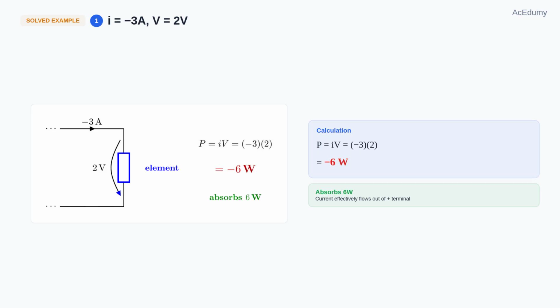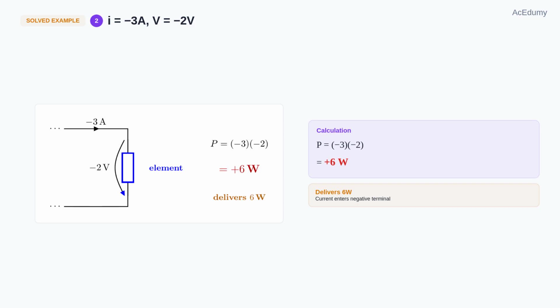Example 1. We have a circuit element with a current of negative 3 amperes and a voltage of 2 volts with the positive terminal on top. The current arrow points into the positive terminal, so we use P equals I times V. P equals negative 3 times 2, which gives us negative 6 watts. The negative sign tells us this element is absorbing 6 watts of power. Wait, negative means absorbing? Yes, because the current is already negative, meaning it actually flows out of the positive terminal. So effectively, the element receives power.